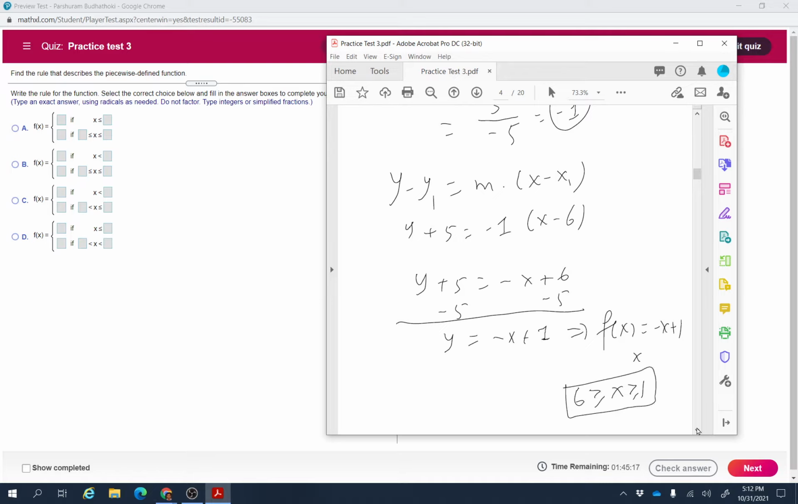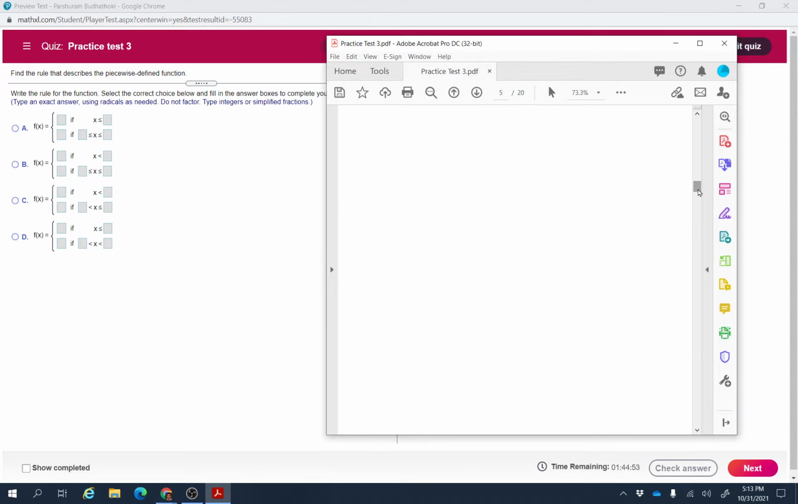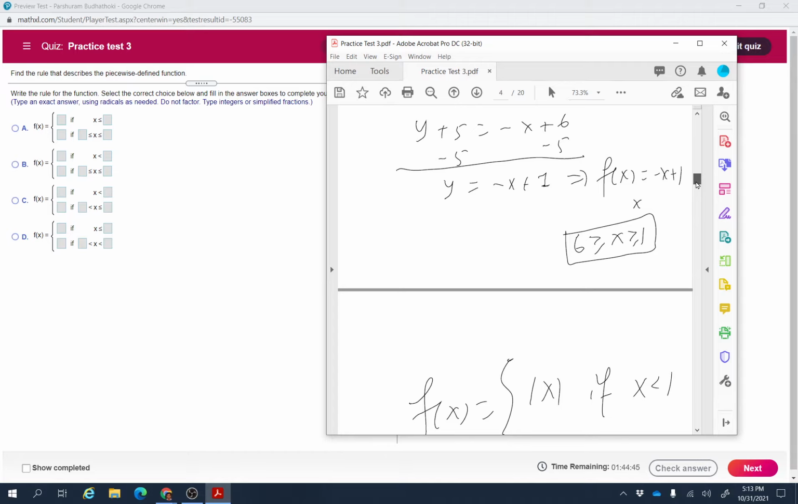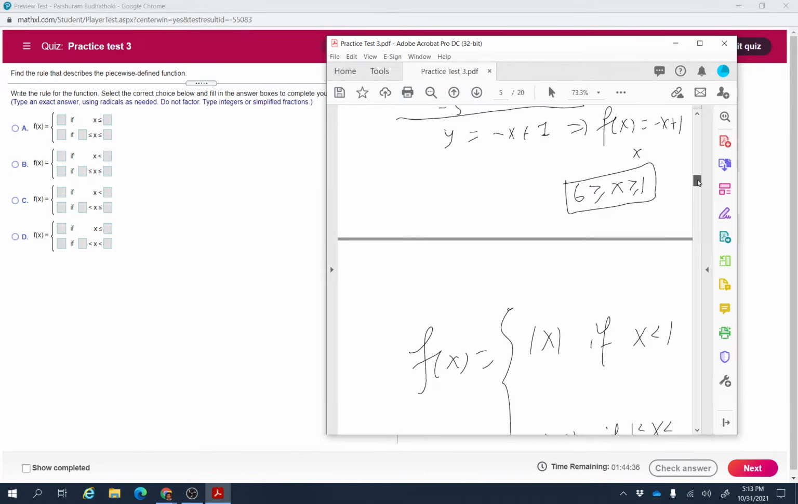So we can divide this function as follows. Option A: f of x is absolute value of x if x is less than or equal to 0. For the first one it's just less than 1, so this is not the right choice. Second one, our function should look like this. The function should be absolute value of x if x is less than 1, and another part is negative x plus 1 if x is greater than or equal to 1 and goes up to positive 6.